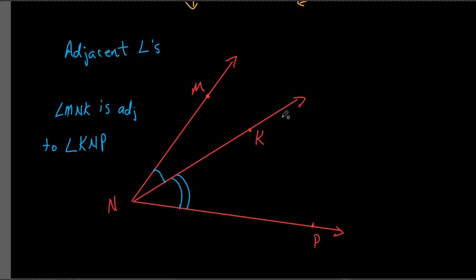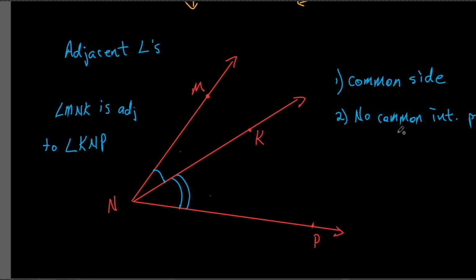So don't just say point K. What side is in common with this angle and this angle? NK, ray NK. All right? So ray NK is in common. So it's got to do two things. It has to have a common side. So in order to be adjacent, it has to have a common side. And now here's the weird one. No common interior points. I'll just shorthand some of this. Okay? No common interior points.